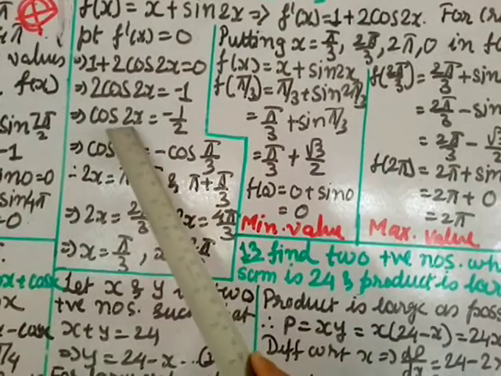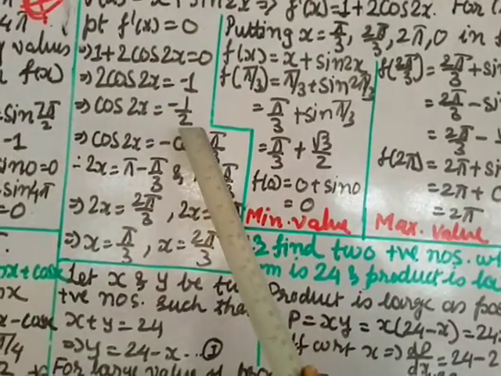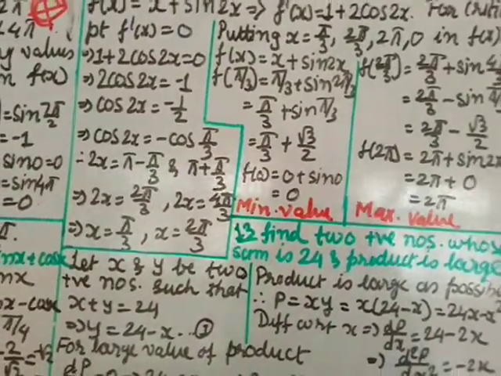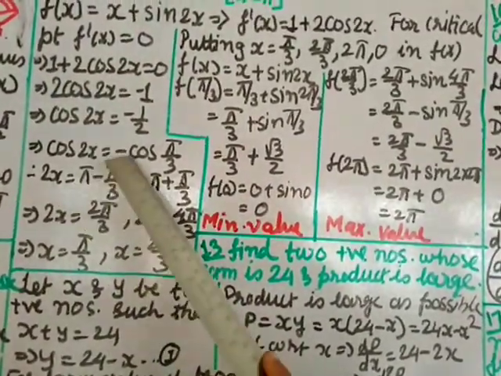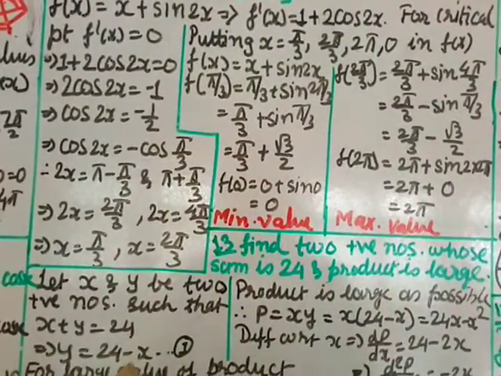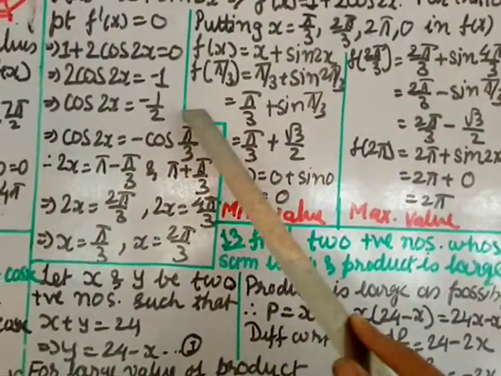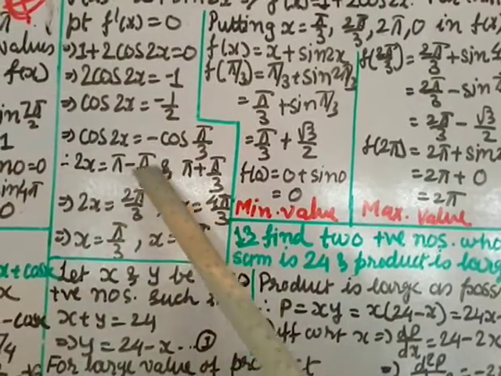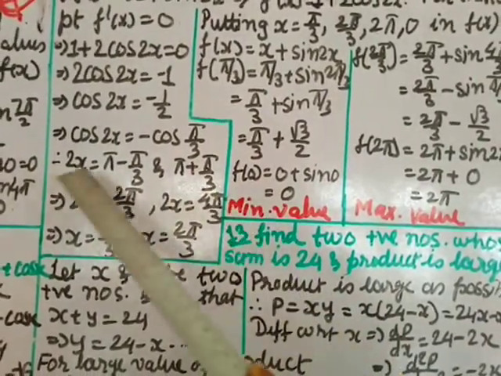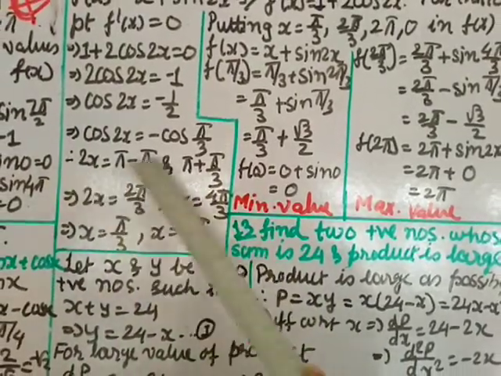So now I have to write the cos value which is 1 by 2. So I write cos pi by 3. Cos pi by 3 is 1 by 2, that is cos 60 is 1 by 2. Now it is negative, that means it is either in the second quadrant or in the third quadrant. So in the second quadrant the angle will be pi minus pi by 3, and in the third quadrant it will be pi plus pi by 3. Remember your class 11 trigonometry.